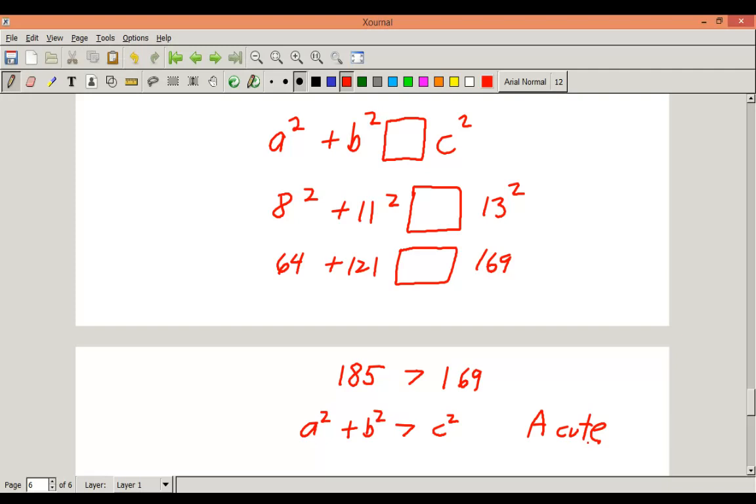So there you go. You've got two assignments posted, which will give you some practice on this most important theorem. So let's get some practice and enjoy.